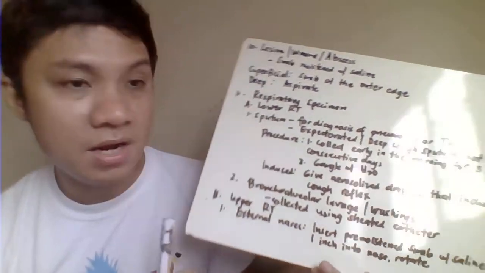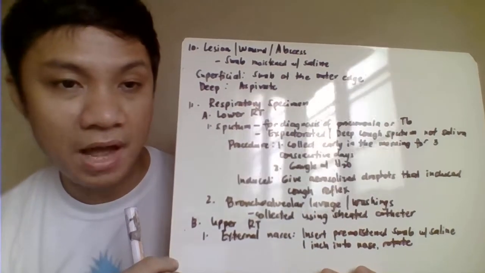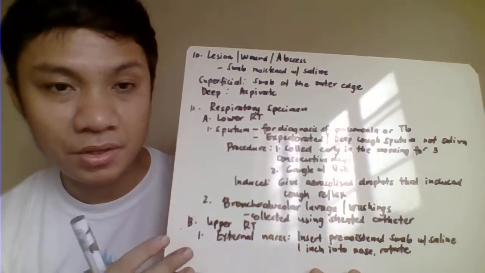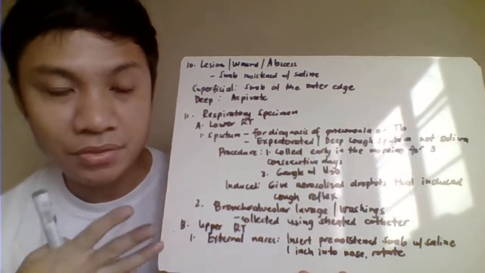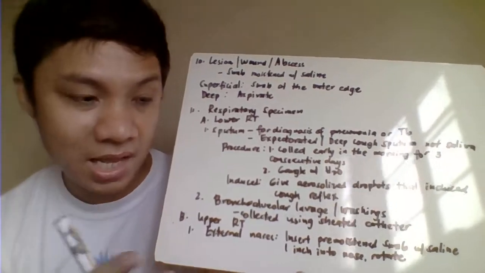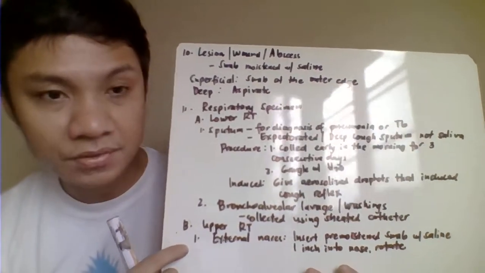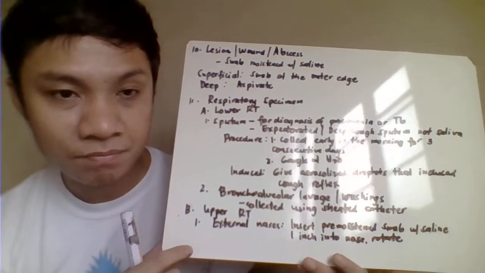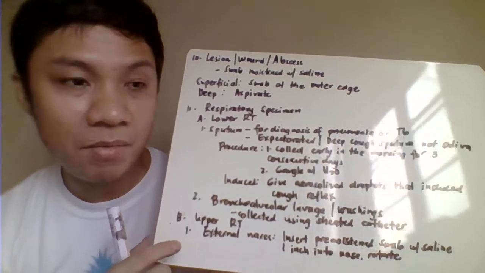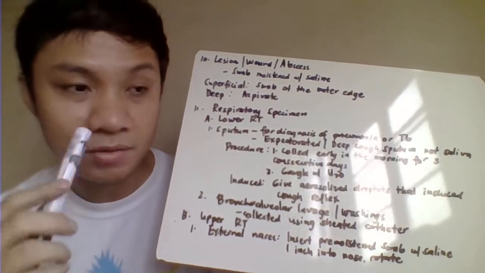Then we have here the collection of specimen in your upper respiratory tract. So the upper respiratory tract includes your nose, your throat, saka nasopharynx. So first we have here your external nares or simply your nose. It's collected here by your pre-moistened swab. Insert mo lang doon and then try to swab.